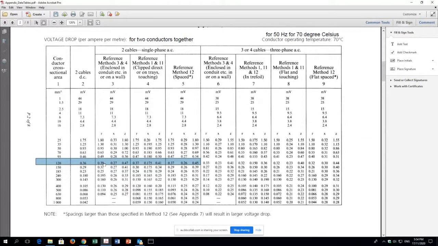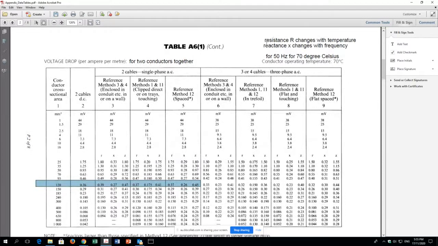However, when we use it for single phase AC at 50 Hertz and 70 degrees Celsius, you know that the resistance of a cable changes with temperature, and the reactance of the cable changes with frequency. Resistance R changes with temperature, and reactance X changes with frequency. You know the reactance, for example for the inductance, is omega L.